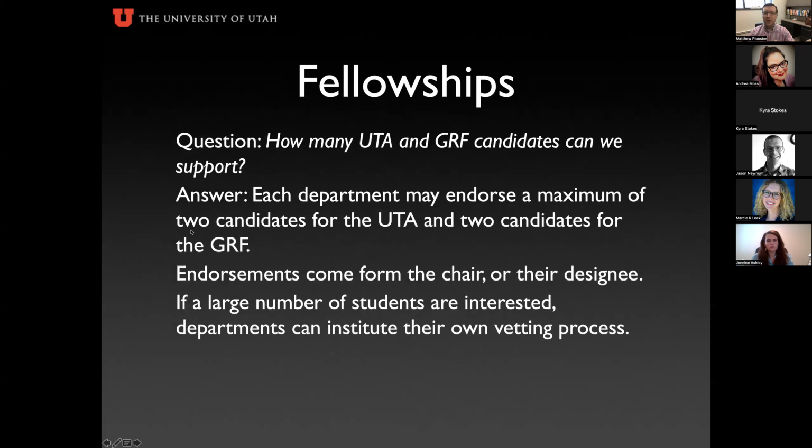How many UTA and GRF candidates can we support? Each department can endorse a maximum of 2 candidates for each the UTA and GRF. So 4 from your department total, 2 for UTA, 2 for GRF. Endorsements come from the chair or the chair's designee. Sometimes a member of faculty is assigned, like a chair of the student support committee, for example, or director of grad studies is assigned by the chair to manage the endorsements.